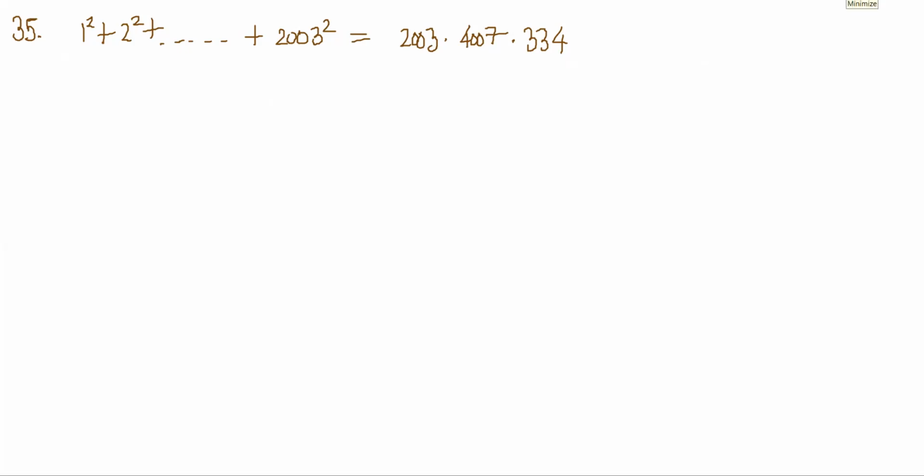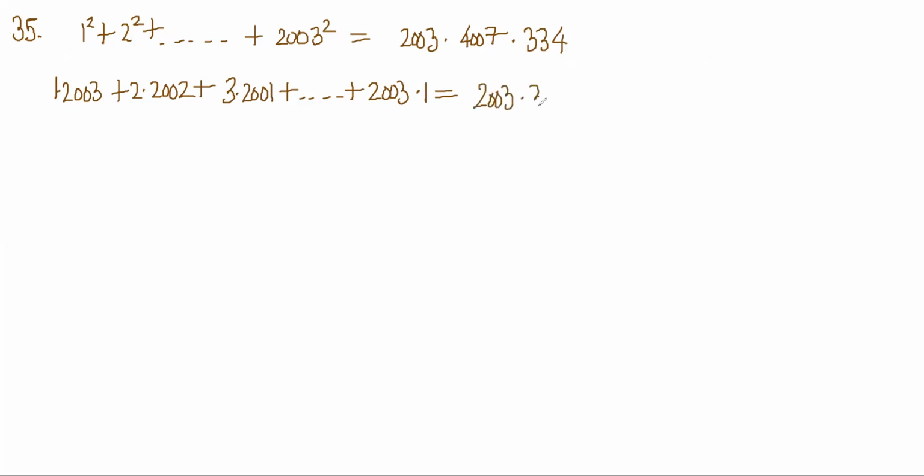And the other thing that is given is 1 into 2003 plus 2 into 2002 plus 3 into 2001 and so on till 2003 into 1. They are saying that is equal to 2003 into 334 into x. And you have to find x, right? Okay. Fine.